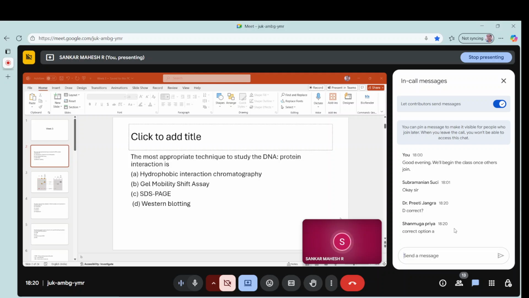So Preeti and Shanmugapriya have mentioned options. You can unmute and justify why you think that particular option is correct or incorrect. First, you can explain what that option is and where that particular method is used and why you think it is right. Yeah, one of you can unmute. Maybe Preeti first.